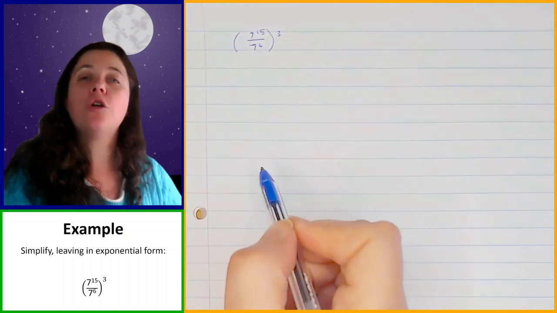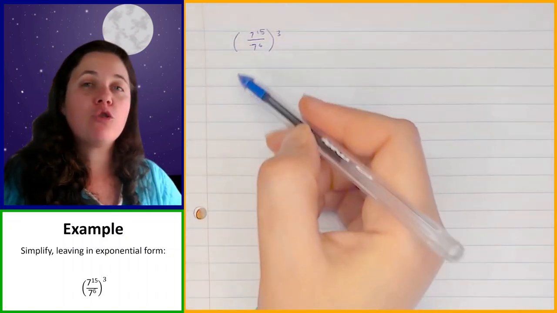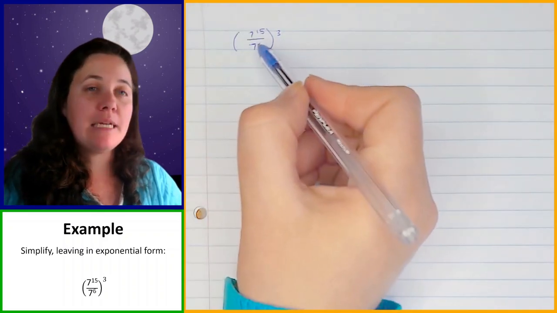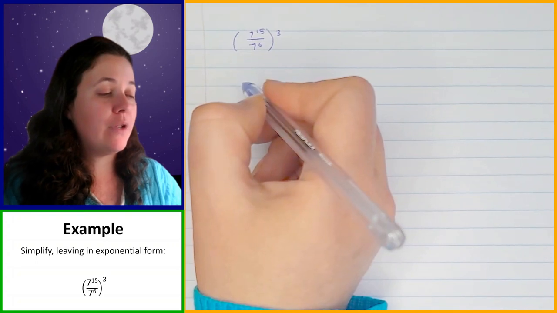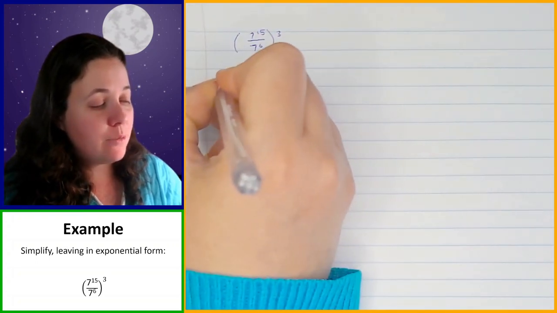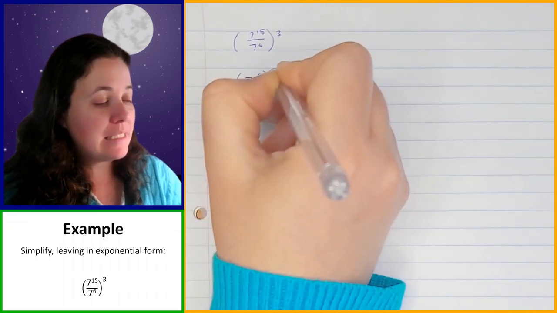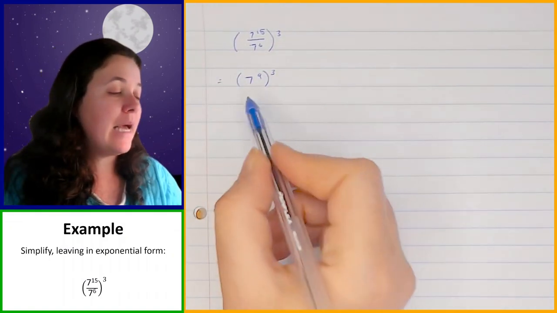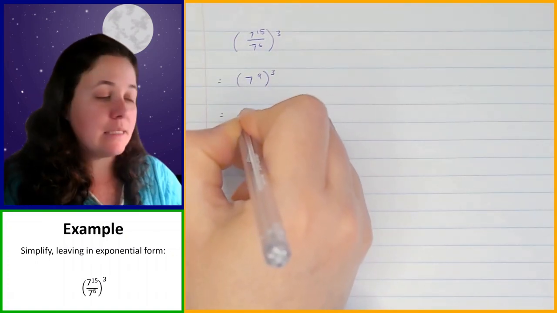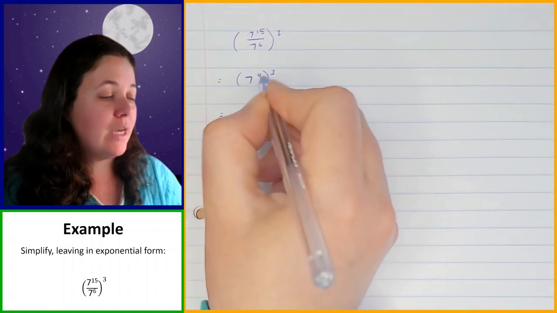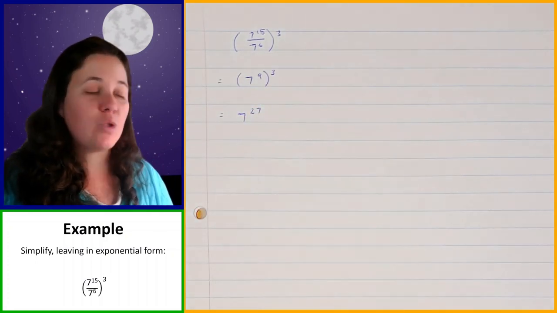Okay, so now we learned when we were doing dividing powers with the same base that we subtract the exponents. So I'm going to say 15 minus 6, and that gives me 7 to the power of 9. So inside the brackets, I'm going to have 7 to the power of 9. And then that is still being raised to the power of 3. And now I'm going to multiply those exponents together when I drop the brackets. The base stays the same, so I have 7 to the power of 9 times 3 is 27. So for that example, you should get 7 to the power of 27.